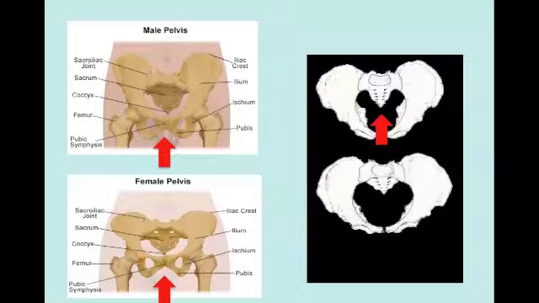You can see how that kind of points into the middle on the male, and it's kind of back further on the female. And all of those things, the wider angle, the round versus heart, the back-pointing sacrum versus the in-pointing sacrum, are all because females have to carry babies and they have to fit through that opening. So everything's a little bit wider on the female pelvis.